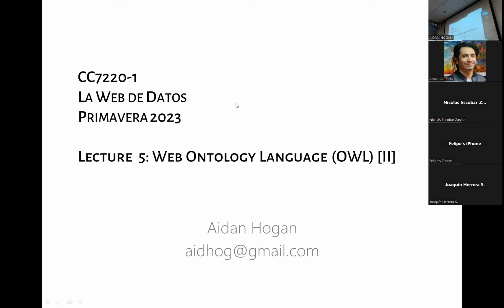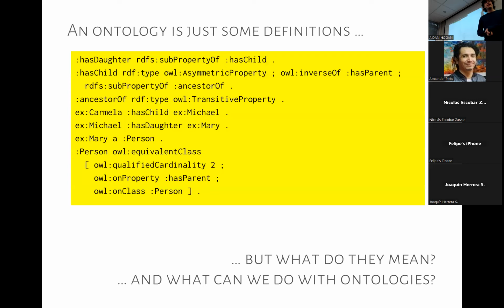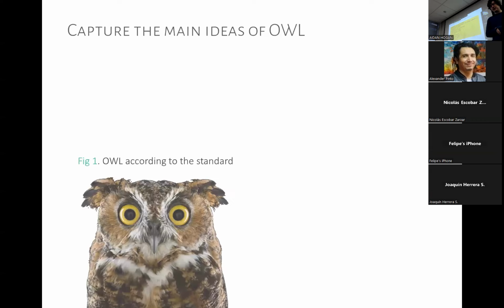Today we're going to have the second class on OWL, the web ontology language. We're going to dive a little bit into how to define these languages, how we formally define them. Last time we spoke about the language itself, and about family relations and OWL using the Godfather example. Today we'll talk about how to define the meaning of these ontologies, what kinds of reasoning tasks we can define.